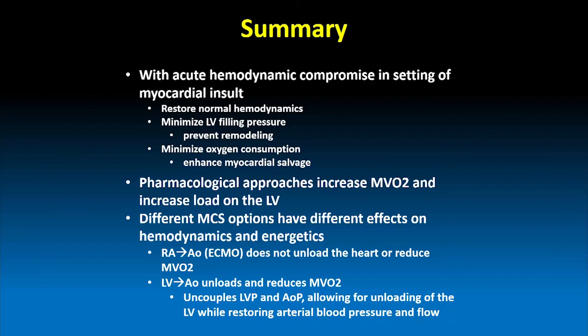Right atrial to aortic pumping, ECMO, does not unload the ventricle by itself or reduce the myocardial oxygen consumption. And currently, I think you all know that this is probably the most popular approach to treating patients with cardiogenic shock. So I think the appreciation of a different approach, LV to aortic pumping, which unloads the ventricle and reduces the oxygen consumption, uncouples LV pressure generation from aortic pressure generation and allows for unloading of the ventricle while restoring blood pressure and flow, has a much greater potential of achieving the goals that we want on the clinical side. Thanks.